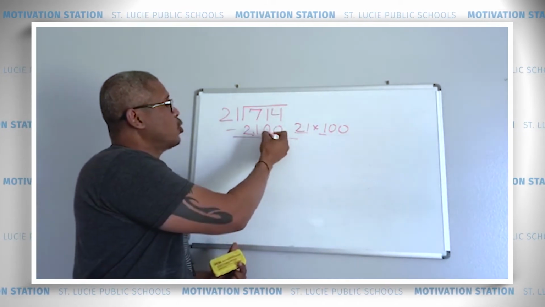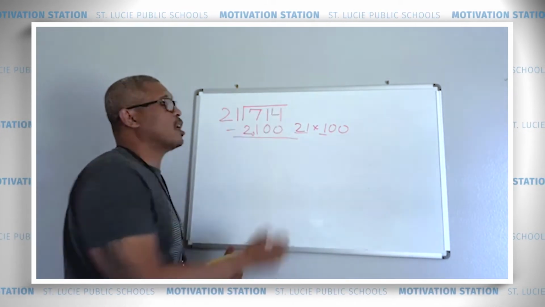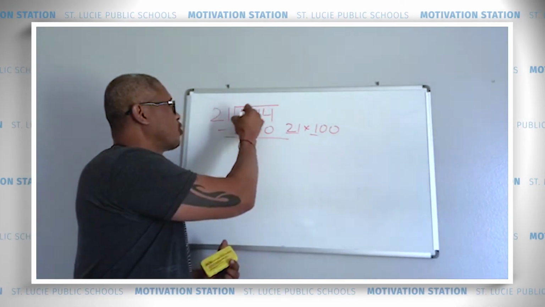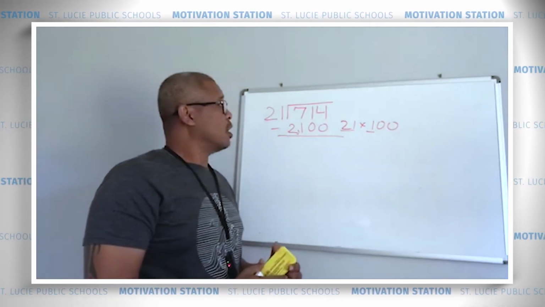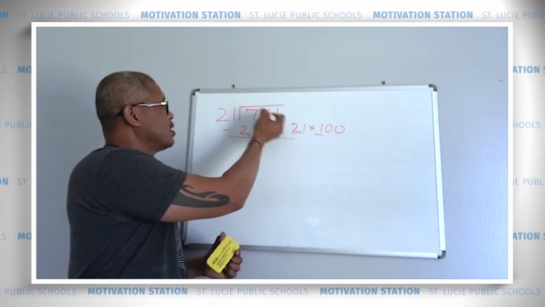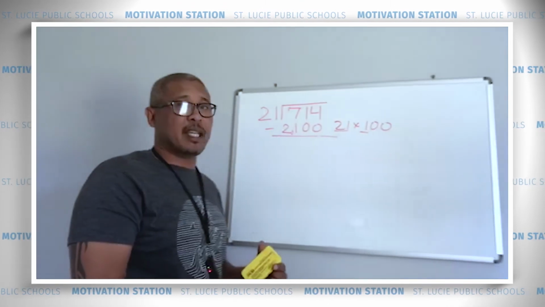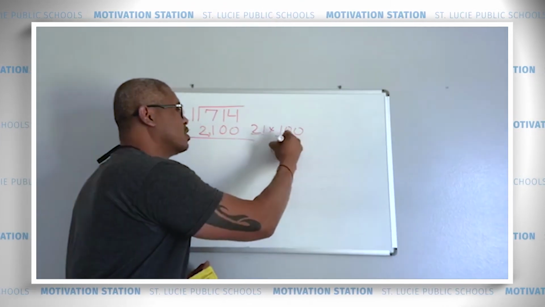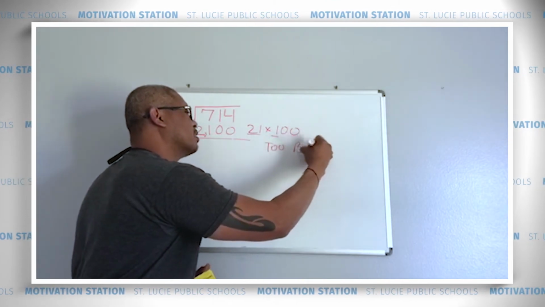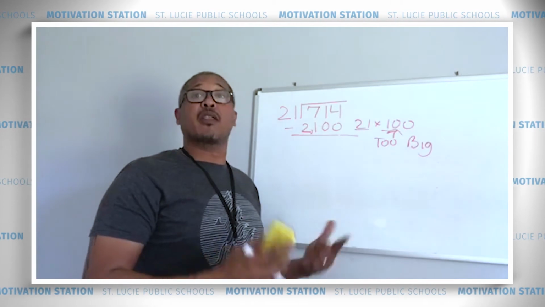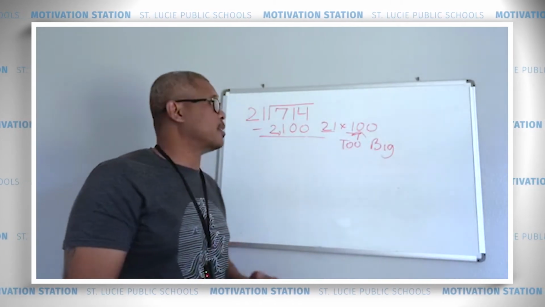I'm subtracting 2,100 from 714. I have nothing to regroup from over here. This only goes to the hundreds, not the 10,000s, which I need to regroup from. So therefore, this is too big. Can't use 100. That's why I use 10.